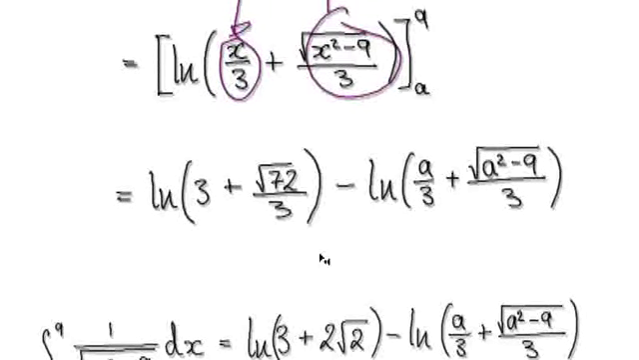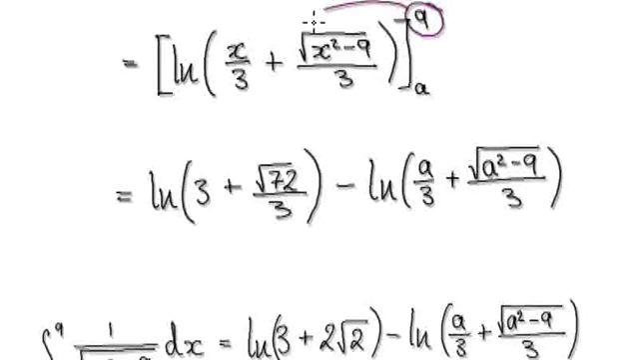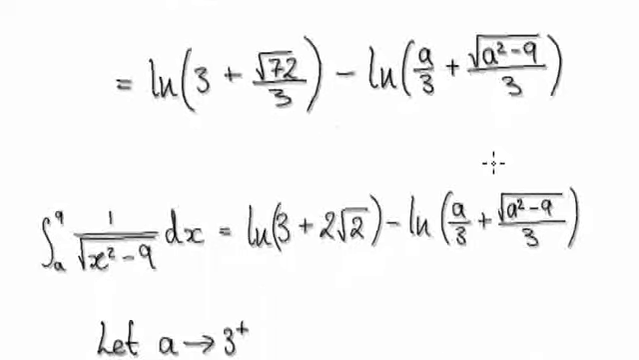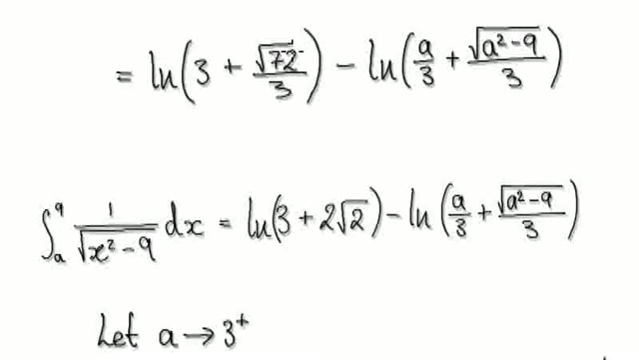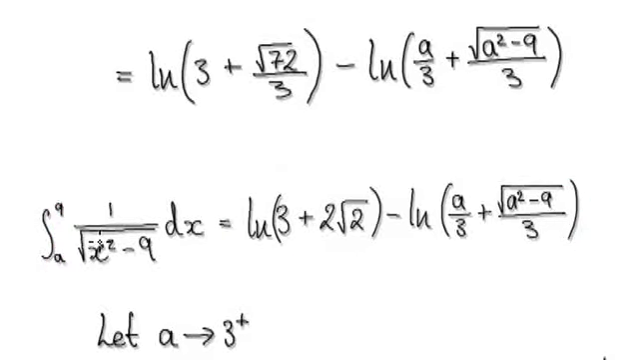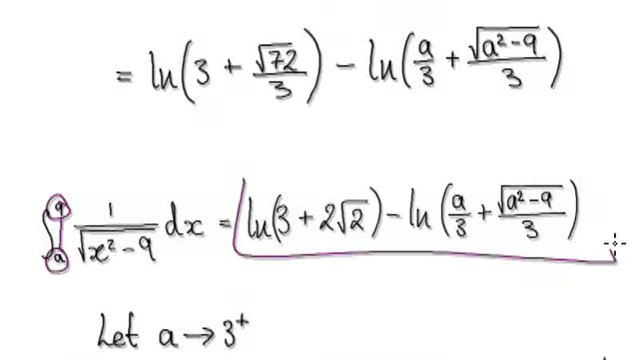Now it's just a matter of plugging the 9 into here. That would give us 3. Plug the 9 into here, that would give us this. And then plug the A into here, that would give us this. Then tidy this up, and that would give you this here. So when we integrate it from A to 9, it will give us this whole thing here.